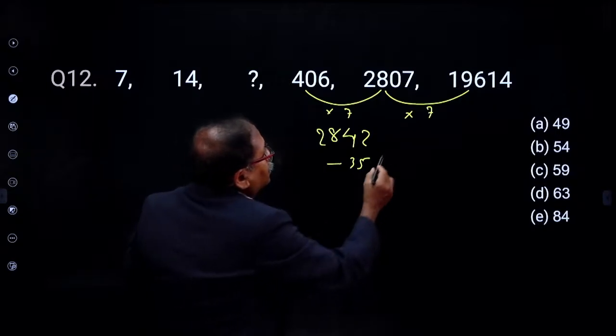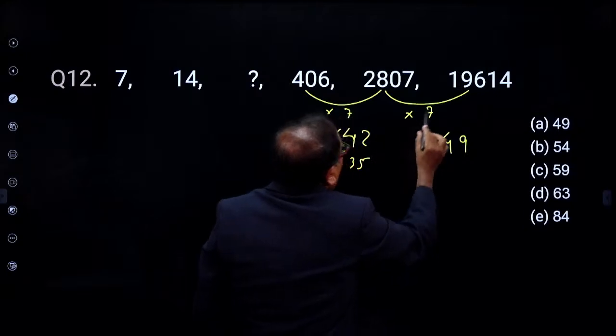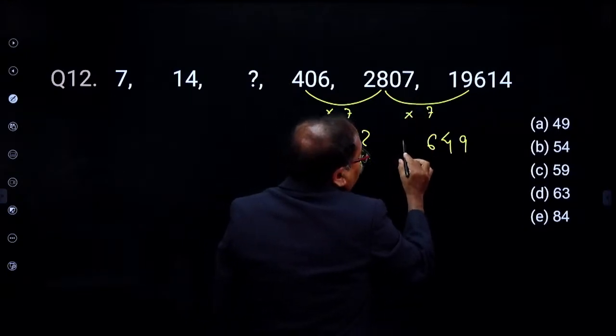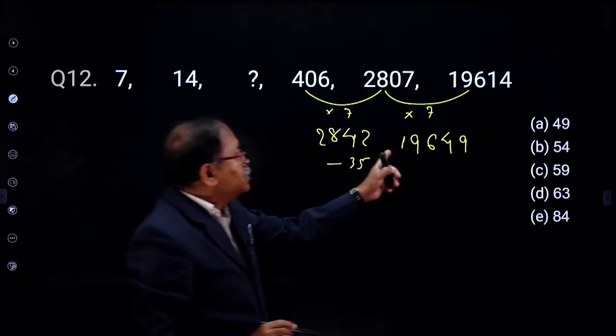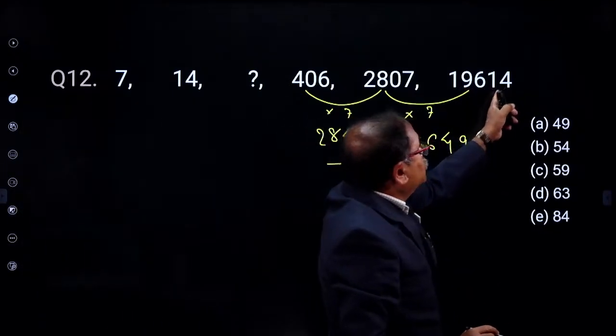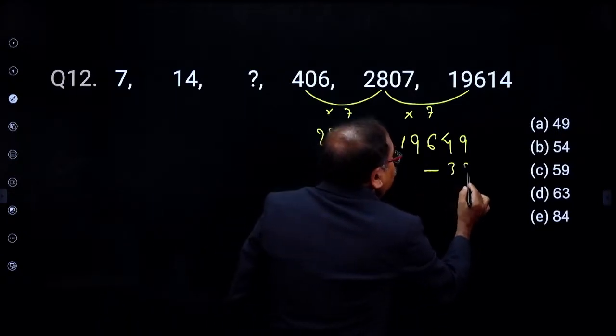So I will check this one. 7 sevens are 49, and 7 eights are 56, carry 5, and 7 twos are 14, plus 5 is 19. I got this figure. Did you notice 196, 196, 14, and 49? I again noticed here it is minus 35.